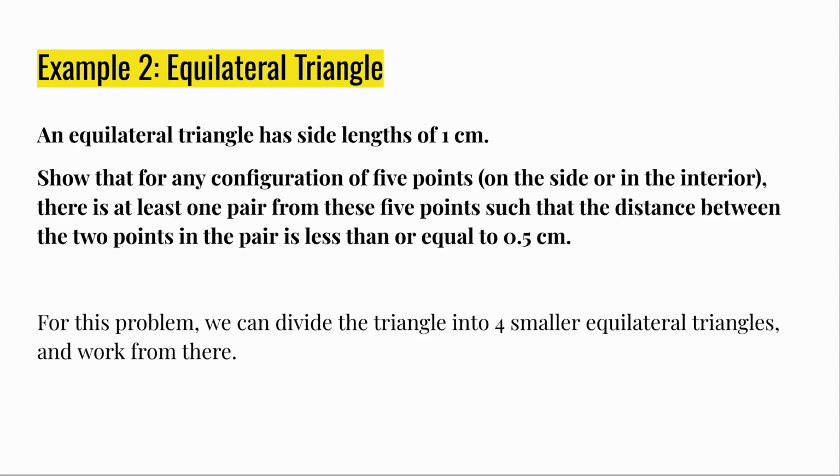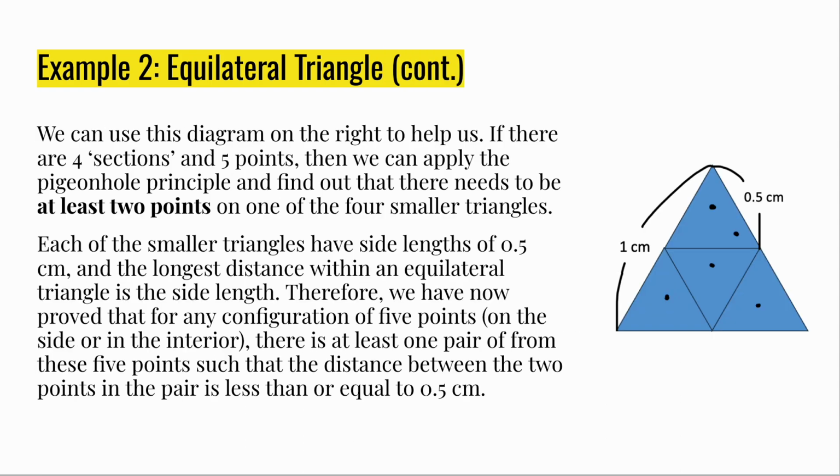This is a much more difficult problem, and to solve this, we can divide the equilateral triangle into 4 smaller ones to help us. As in the diagram on the right, we have divided the triangle into 4 smaller ones, each with side lengths of 0.5 centimeters. We can think of the sections or smaller triangles as pigeonholes, and the points as pigeons.